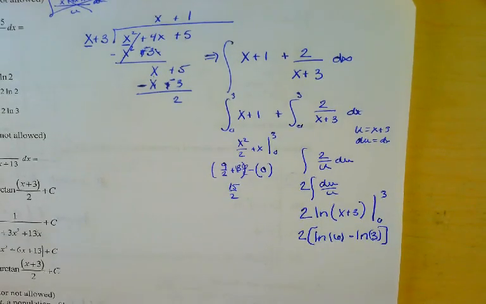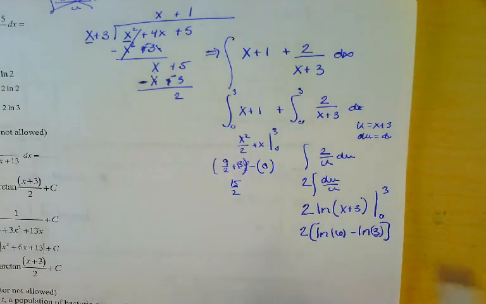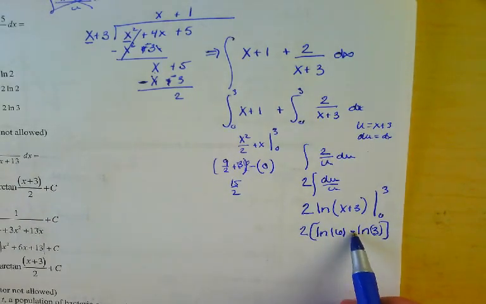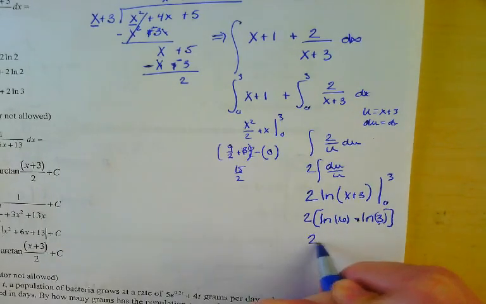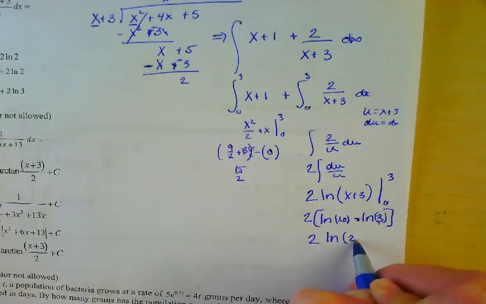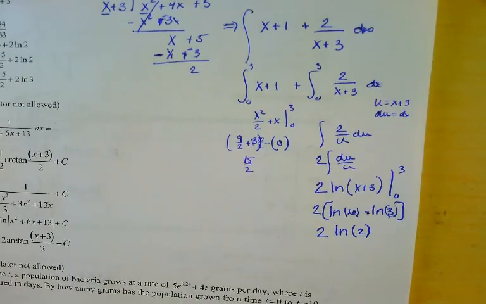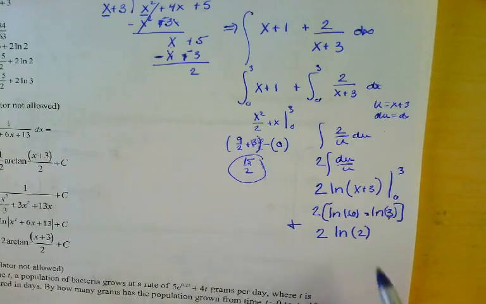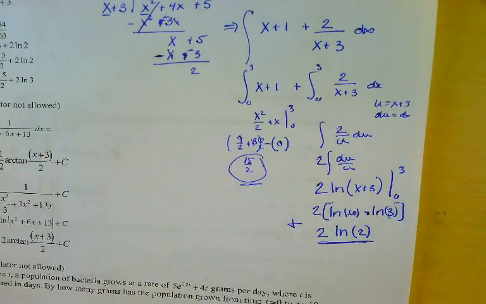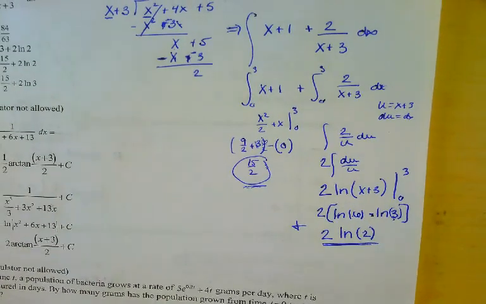Again, just upper minus lower. And now just talking through those properties, when I see subtraction in logs, it actually came from division. So this is going to become 2 ln of 2. So I think I get 15 halves plus this 2 ln of 2. Okay? And again, that happens when the degree of the numerator is 1 more than the degree of the denominator.